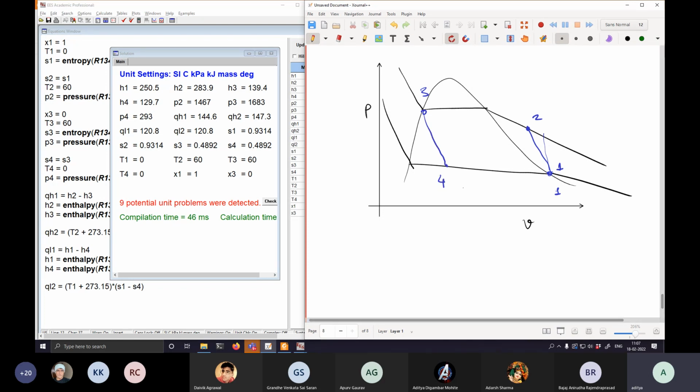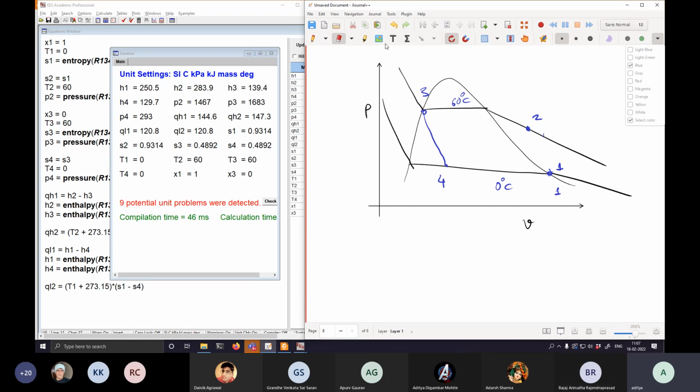This is how the entire process looks. So this is 0 degrees Celsius, this is 60 degrees Celsius. Process 1 to 2 is what do you call, adiabatic, reversible. It's isentropic. 1 to 2 is definitely not anything else apart from isentropic. So this is isentropic and this is isentropic.